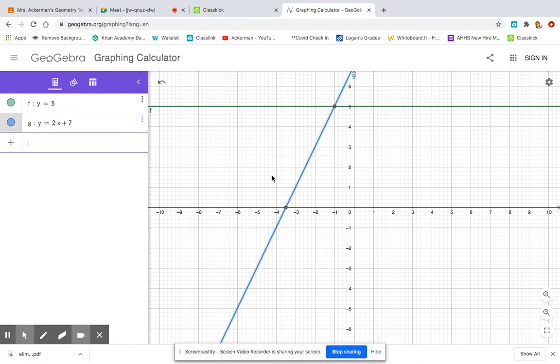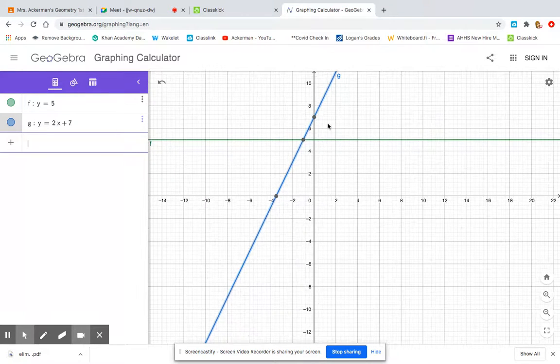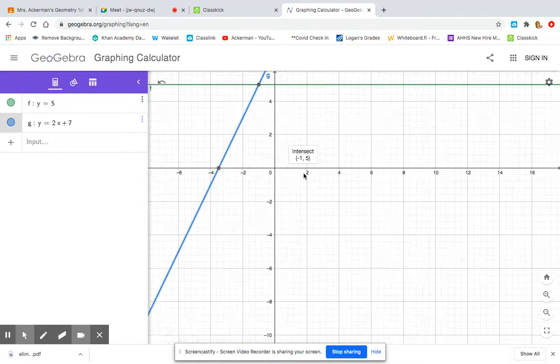Okay? And so you can actually see the same graph that I just did right here. So we get these points. And then where does it intersect? Well, what's nice about this calculator is I can click the intersection and it actually tells me the answer. And so I can see that it intersected at -1, 5. And so we were correct there.